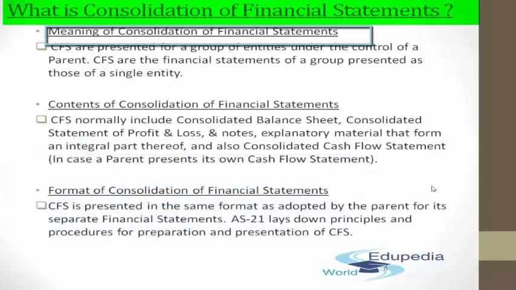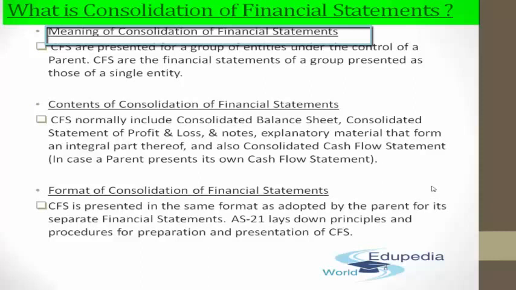Now that I have narrated a particular story to make you understand the topic first of all, let me talk about it in a technical sense. What does consolidation of financial statements actually mean? Consolidated financial statements are presented for a group of entities under the control of a parent.